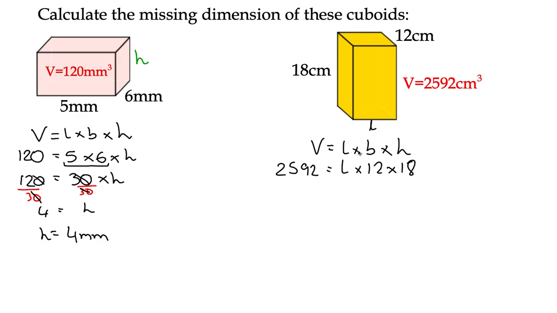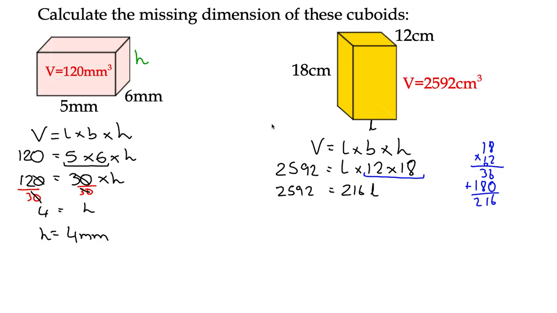Again, what I would do is work out this number here, 12 multiplied by 18. You could use a calculator, or at the side, I could do 2 times 8 is 16, 2 times 1 is 2 is 3. I'm going to multiply through by the 1, which puts a 0 there. And I'm going to start in the tens column. 1 times 8 is 8, 1 times 1 is 1. I'm going to add these two together, and I get 216. So I've got 2,592 equals 216L, or L times 216.